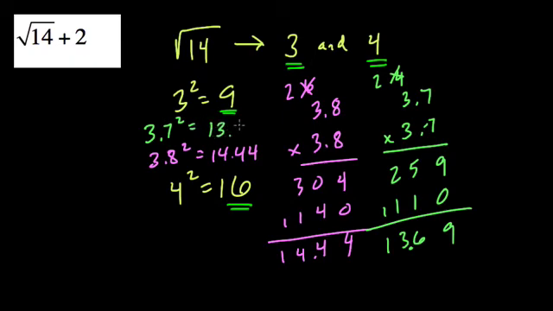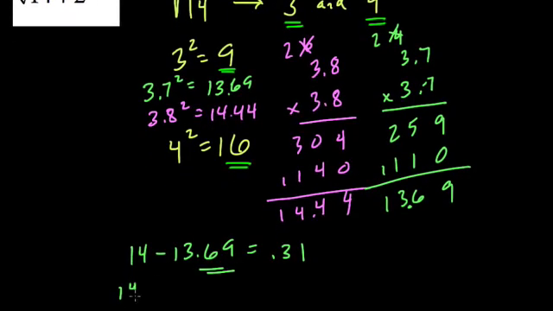I need to pick one of the two. What's a better approximation, 3.7 or 3.8? Well, the easy way to figure that out is to figure out which one's further from 14, right? So 14 minus 13.69, that's 0.31 away. I just think of 0.69, how much more I have to add to that to make a whole? Well, that's 0.31. And what about the other one? Well, 14.44 minus 14, that's 0.41 away. So here, 3.7 is closer, it's the better choice.